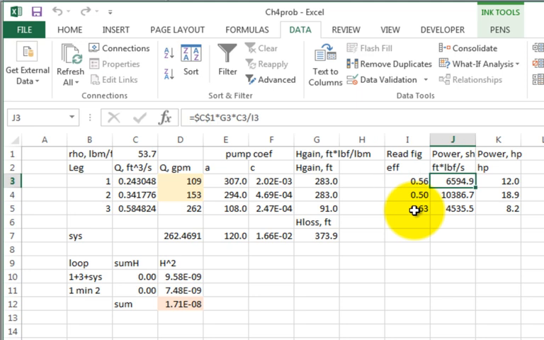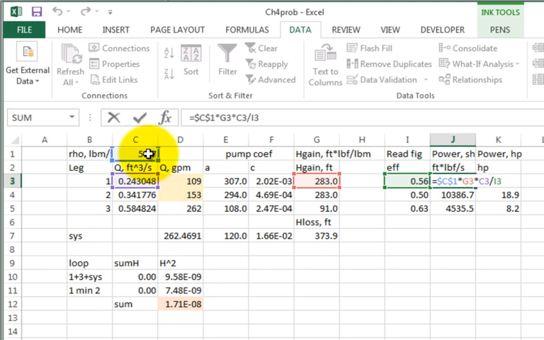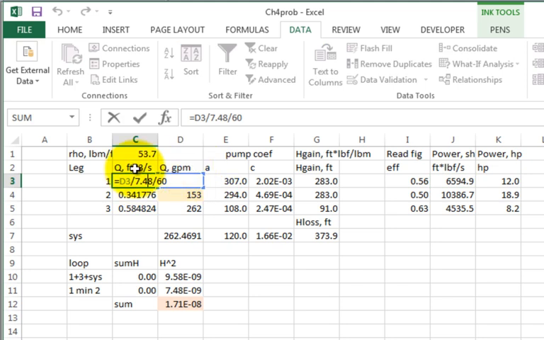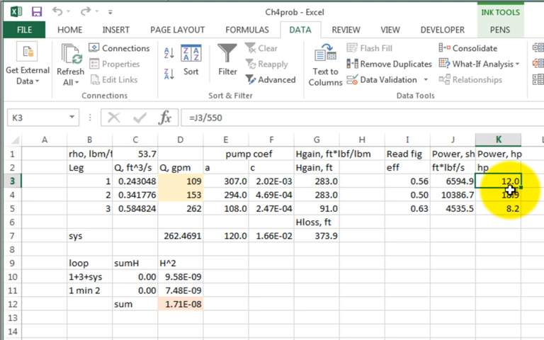Then I computed the power. What's the power? It's the mass density times volumetric flow rate. That gives me the mass flow rate. Times head gain. I know that head gain is the same in feet as in foot pound force per pound mass. And then that gives it to me. I think I needed to put in the divide by the efficiency. That's right. Oh, and then over here I actually converted from GPM to cubic feet per second. So that's a straightforward conversion. And then to get at the horsepower, there you go.